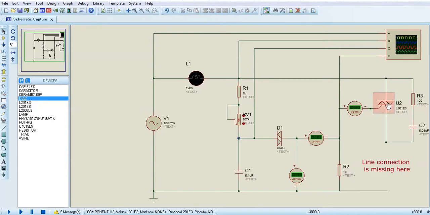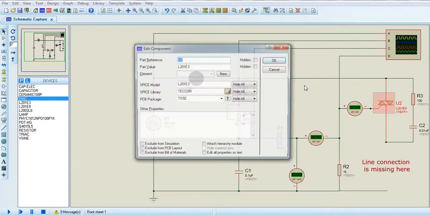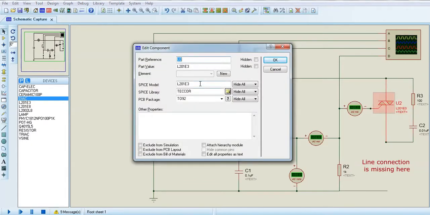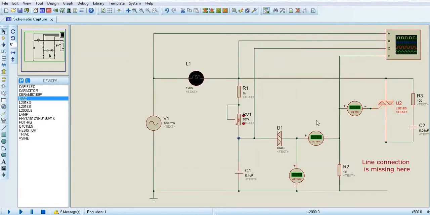And for the triac, I have also selected one of the triacs that is available in the library, called L201E3. If we click on that, we will see some of the data that is hidden here because it's taken from there. Normally this one is a sensitive triac that is used for this kind of application, and you can choose any kind of triac that is available in the library.